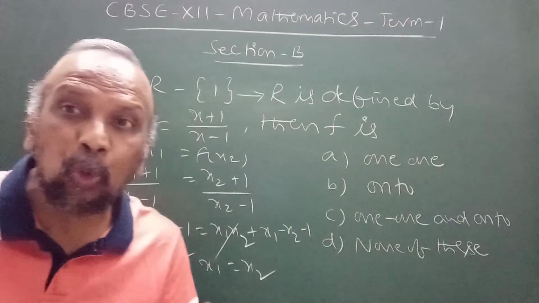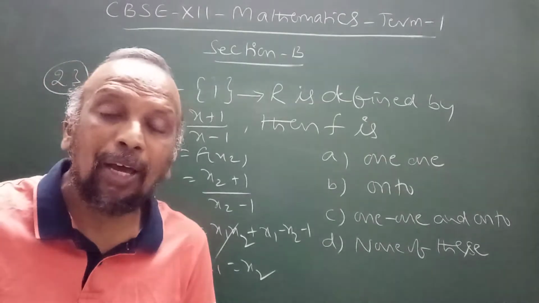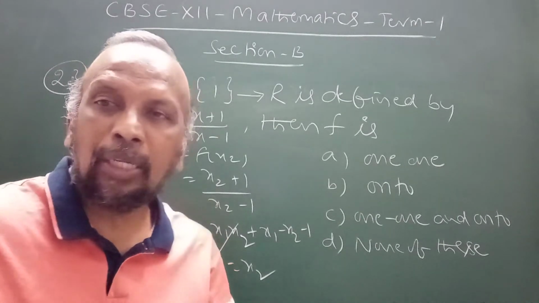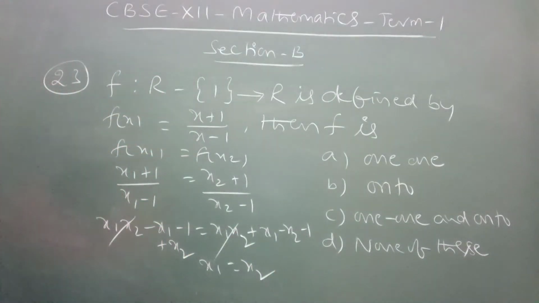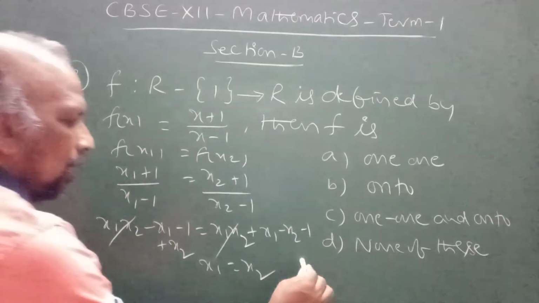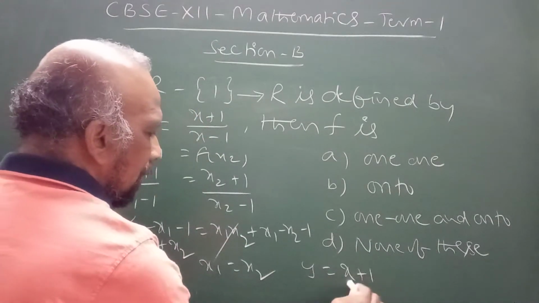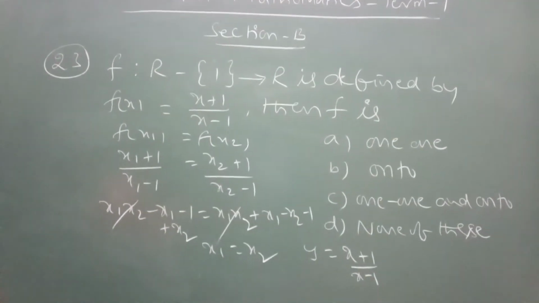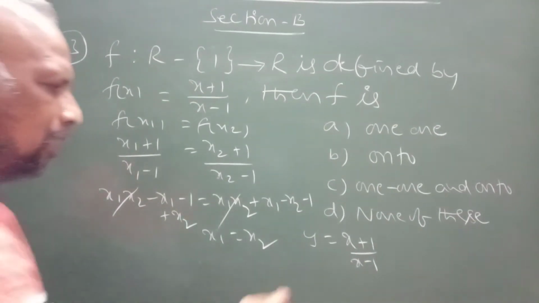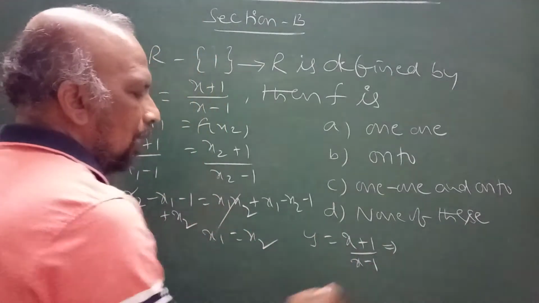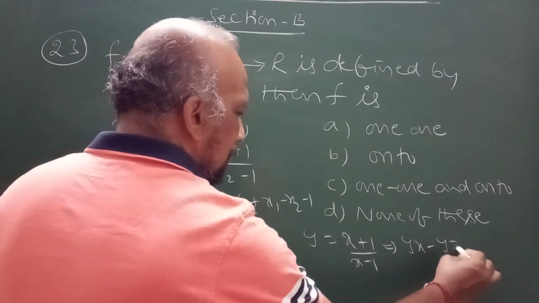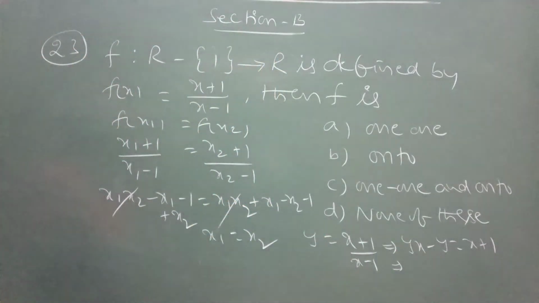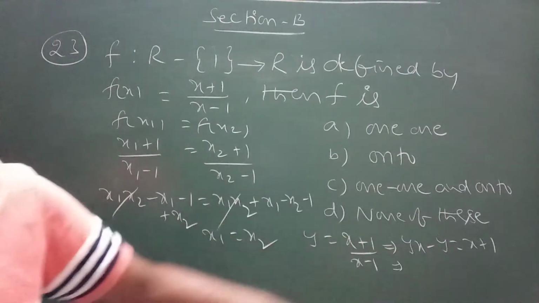But is it onto or not? We should verify. To verify onto, the simple way is codomain equal to range. When range is equal to codomain, that function is onto. To verify that, consider y is equal to x plus 1 by x minus 1. From this you can find yx minus y equal to x plus 1. From this you find x value in terms of y. You transfer this side, find x value.